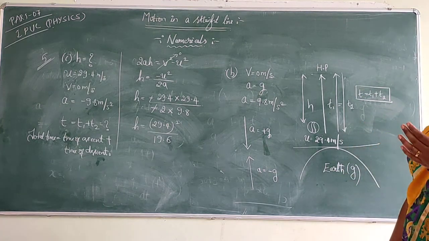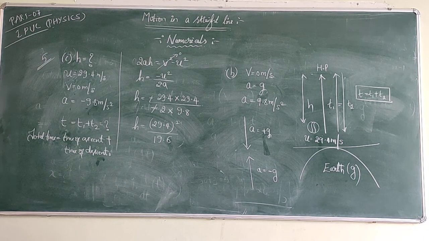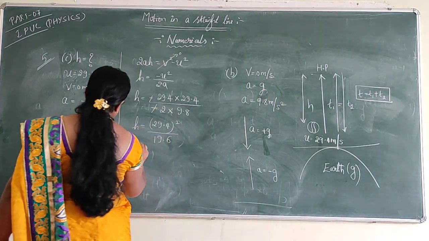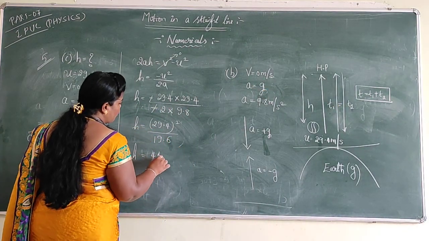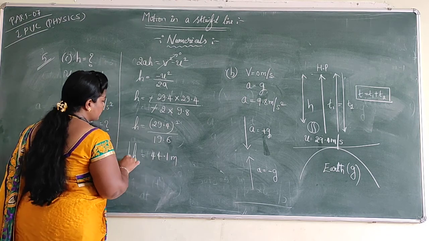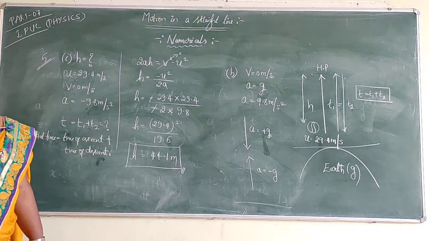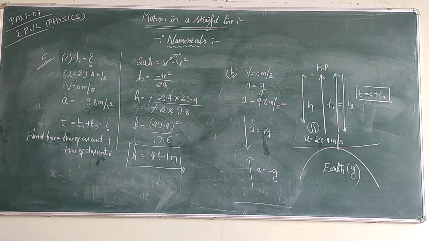First multiply 29.4 into 29.4. You will get the value, and divide that by 19.6. So the final height turns out to be equal to 44.1 meter. So finally we calculated the height, which was the distance travelled by the ball, or the height covered by the ball which is thrown upwards.